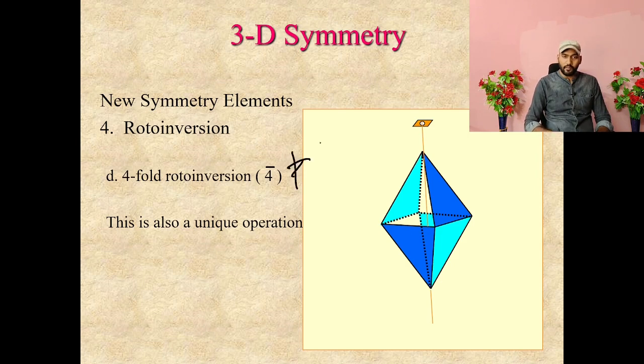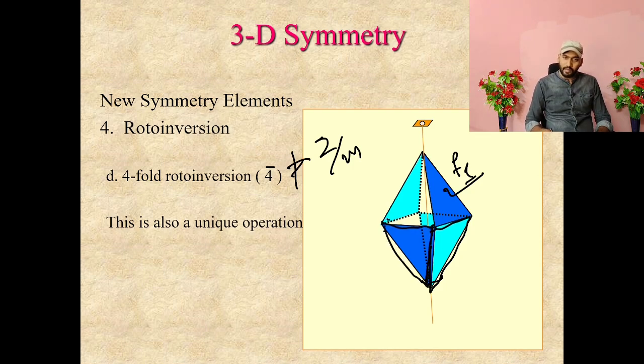4 bar is not equal to 2 by m. Why is there no mirror plane? Because this face is not having a symmetric face below, right? This F1 is not having a symmetric face below. Exactly below it there is no symmetric face. Similarly, this face is not having a symmetric face just above it. In 6 bar we have, but in 4 bar we don't have that. We don't have symmetric faces one above the other.